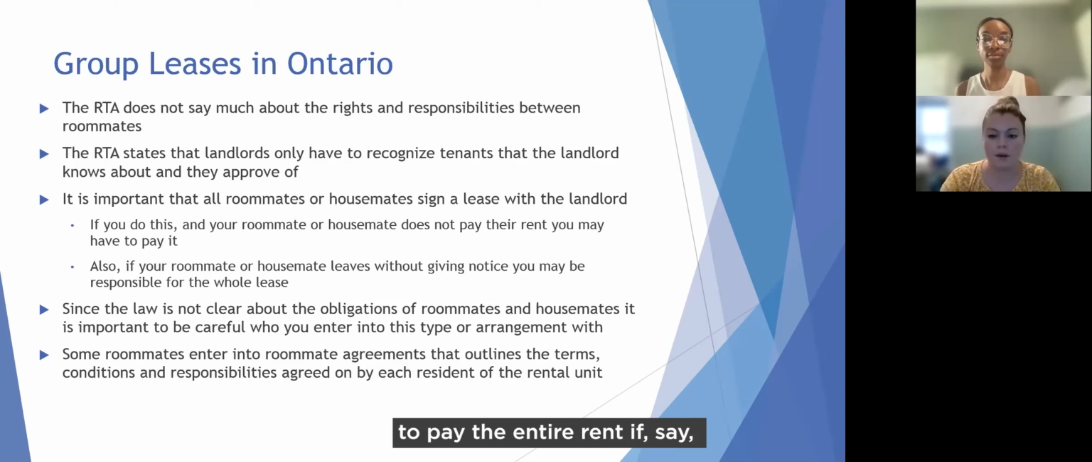Otherwise, you could be liable to pay the entire rent if, say, a few tenants move out, and the remaining tenants could be liable for that whole amount of rent.